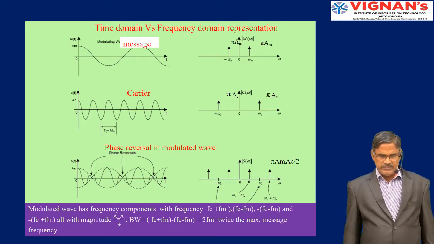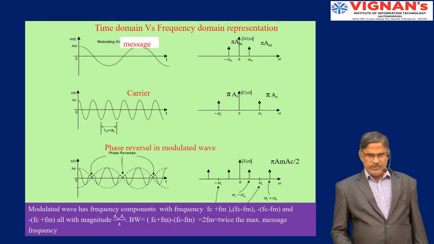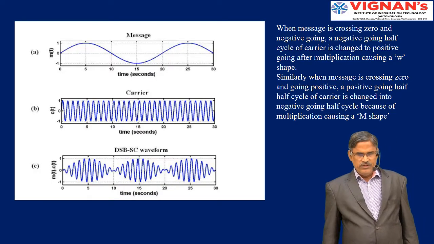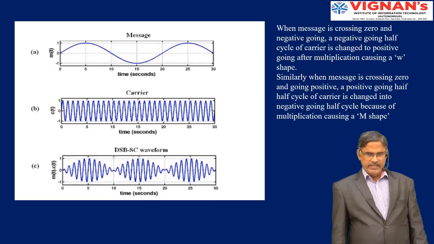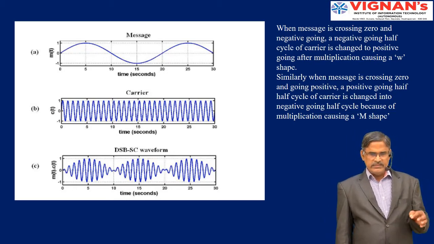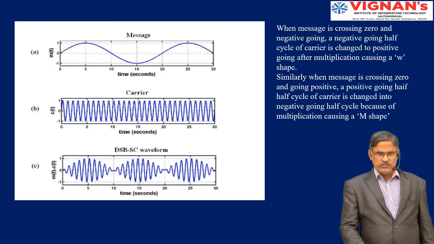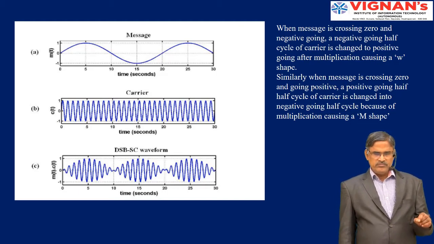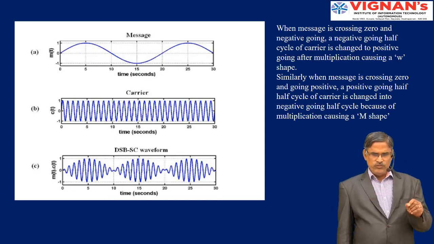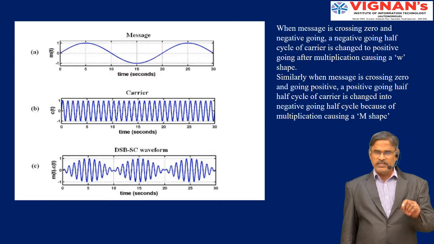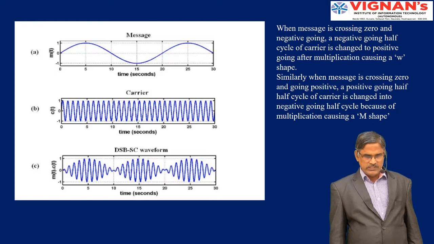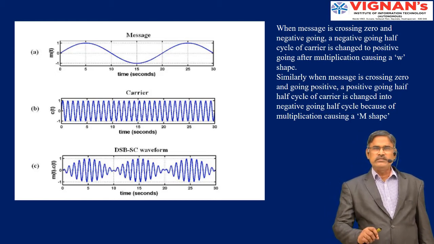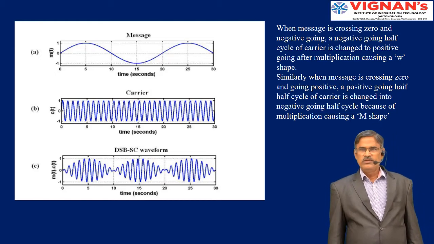So what is this phase reversal? Whenever the message signal is crossing 0, it becomes negative, and the carrier signal is going very fast positive and negative. By the time the message signal is crossing 0 and becoming negative, the negative half of the carrier is multiplied by the negative message signal and it becomes positive. Therefore, the negative half cycle is changed into a positive half cycle.